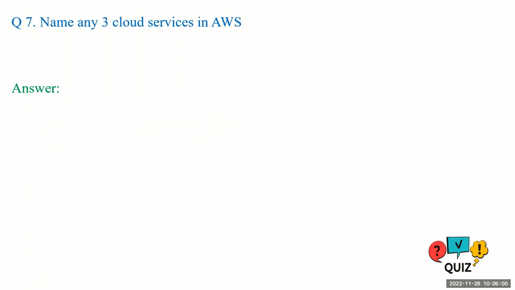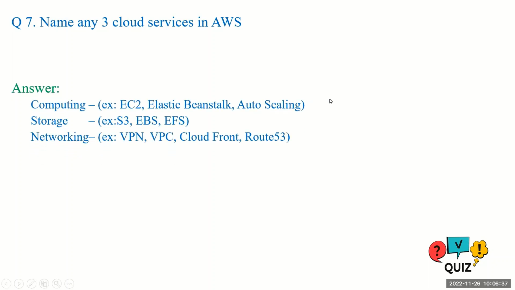Name any 3 cloud services in AWS. We have touched upon many services so far. You can handpick any 3 out of that, whatever we have learned so far. Name any 3 cloud services. EC2. It falls under which category? EC2. Virtual machines. Okay. Under which head it falls? Compute. Exactly, that's correct. All right, computing, storage, networking. These are the services so far we have touched upon.